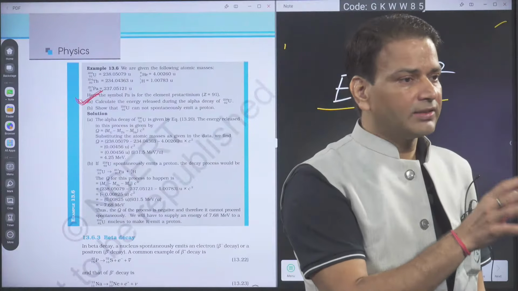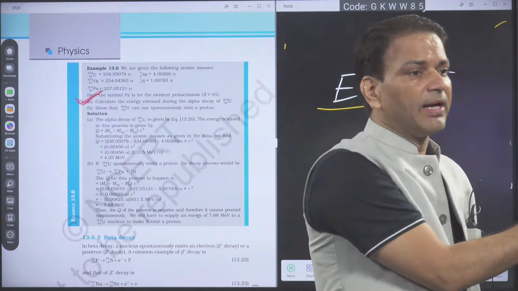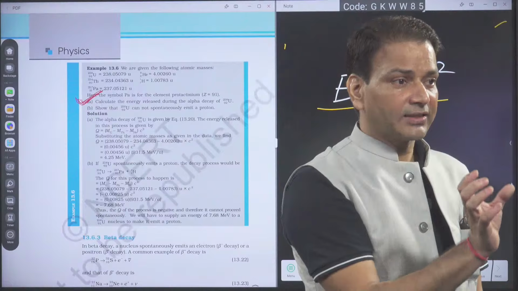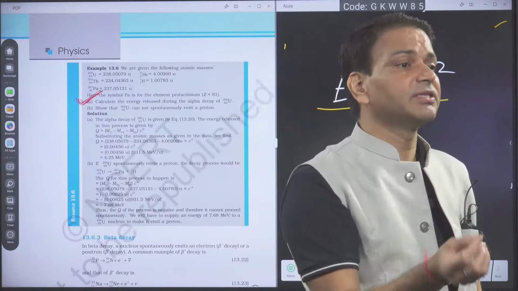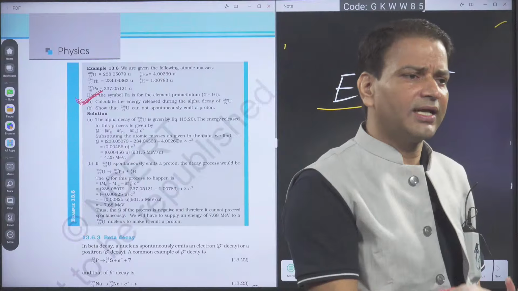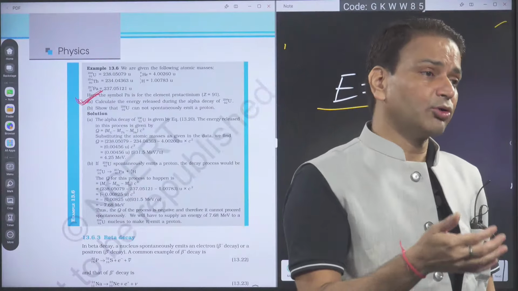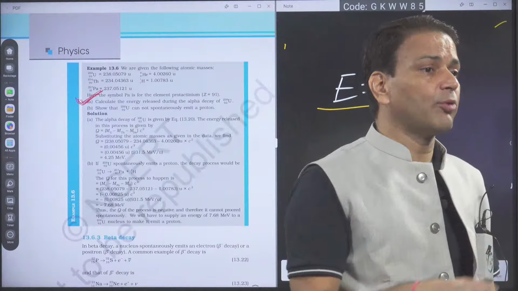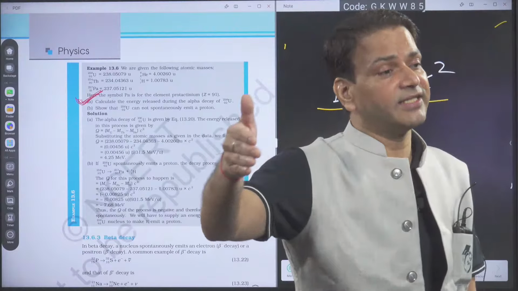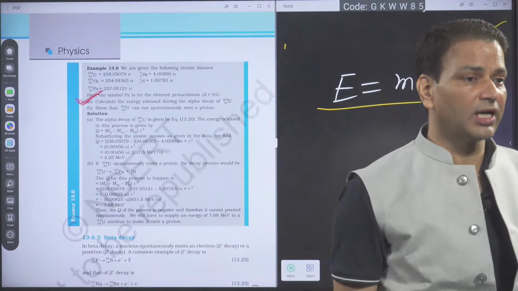So first find the mass defect. How are we calculating it? Mass of reactant minus mass of product. If it is coming positive, it means the reactant mass is more than the product, so some mass loss is there and energy will be released. So on the basis of energy, the reaction is possible. But suppose the mass of reactant is less and the mass of product is more. It means mass is increasing. Then this reaction is not spontaneous. We have to give some energy to start this reaction.